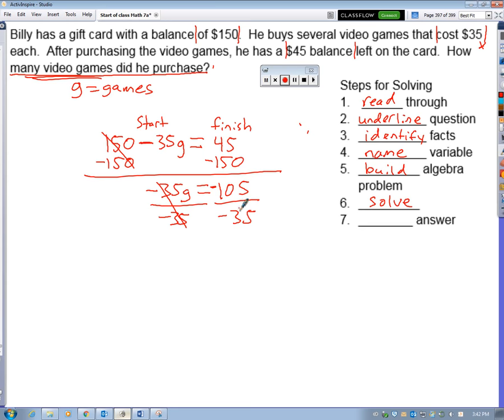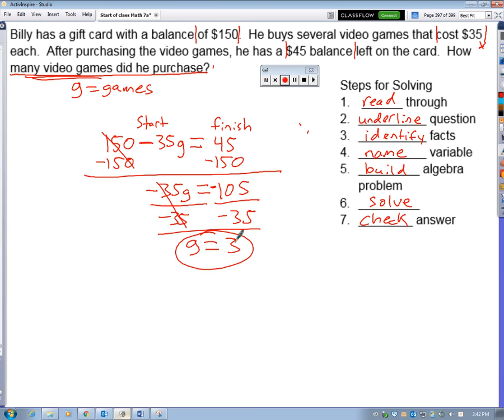Negative 105 divided by negative 35. When we do the math on that, that is going to get us 3. So G, the number of games that he bought, is 3 games, and it's a positive 3 because they're both negative. All right.